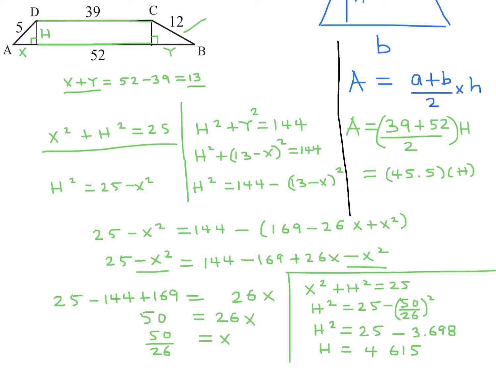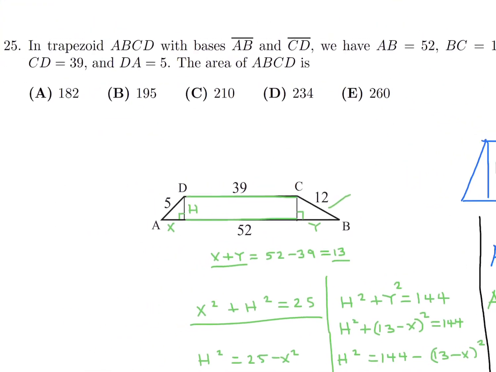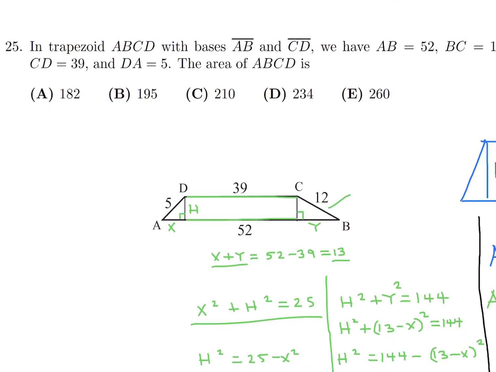Let's isolate this guy here. And we can finally solve for the area. 45.5 times h. h is 4.615. And this will be approximately 210. And therefore the answer will be, for number 25, C.